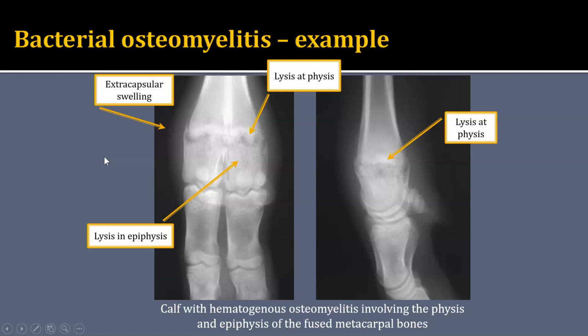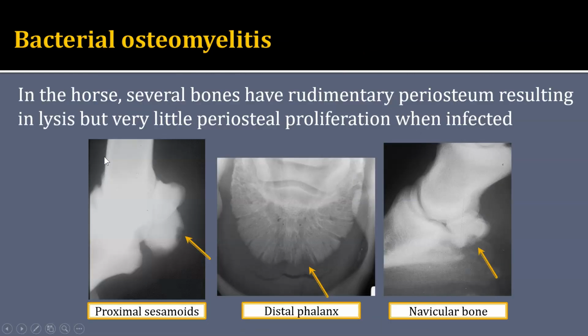It also will be dependent upon the bone involved, as we'll see in this slide. And I specifically am going to draw out some bones of the horse. And these bones have very rudimentary periosteum. So when they get infected, we can see lysis in those bones, but we'll see very little periosteal proliferation. So those bones include the proximal sesamoid. So this is a fetlock. This is kind of an oblique view separating out the two sesamoids. And this one is infected and we can see geographic lysis, but we don't see any periosteal reaction. And that's very common when that bone gets infected.